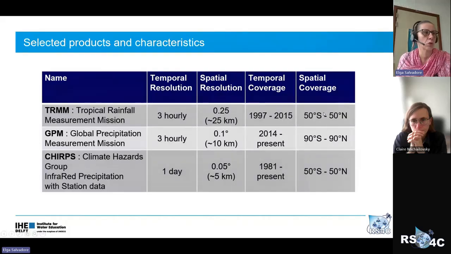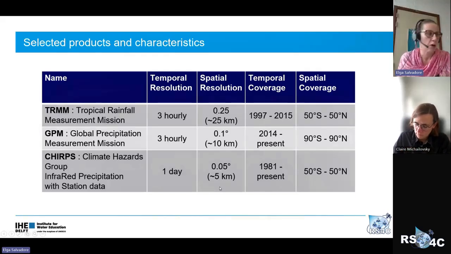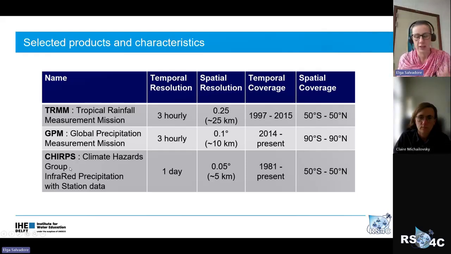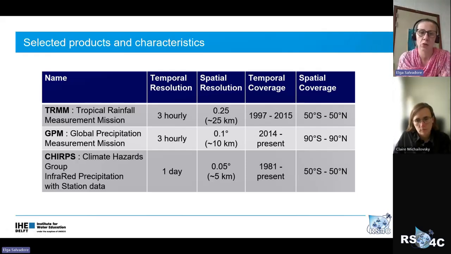And also what you need to consider is where geographically you are located. So it's global or near global, so not all the products cover the entire globe, and then the period you're interested in. In some cases you can go back to the 1980s up to now, and you have different spatial resolutions. You can see it's still pretty coarse. So you have one value of rainfall every 5 kilometers, for example. And in this case, CHIRPS also provides, it's one of these products that also takes into account in situ data.